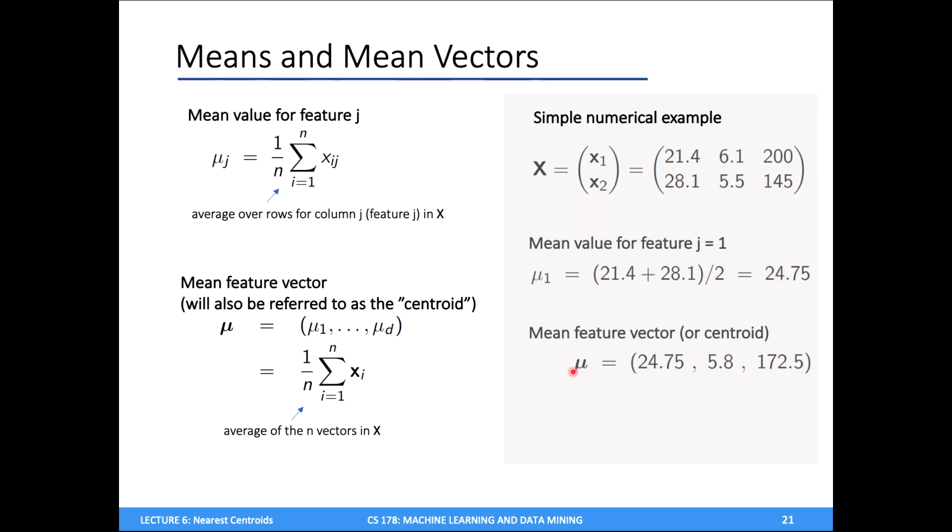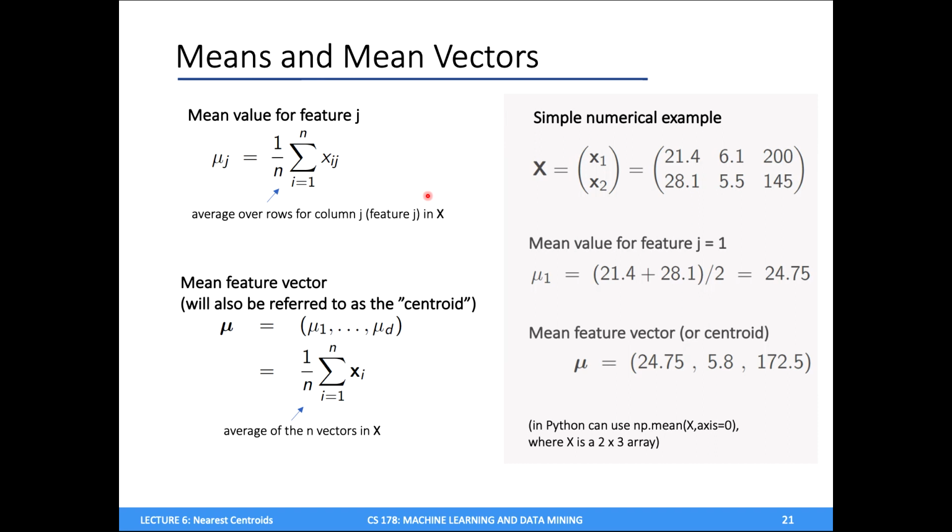The mean feature vector, the mean of our data, means we just average all of the different columns and then collect these into a vector. So 5.8, for example, is the mean of this second column here. 172 is the mean of this third column here. So again, we're just taking averages of our data.